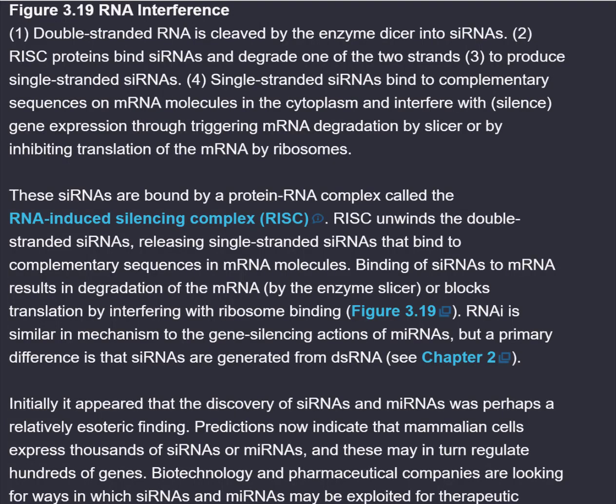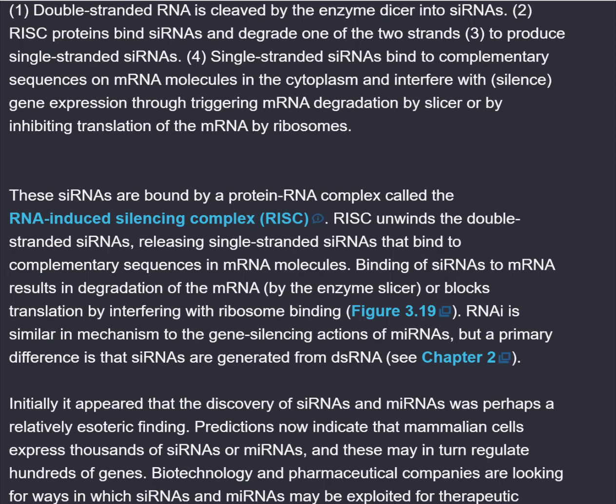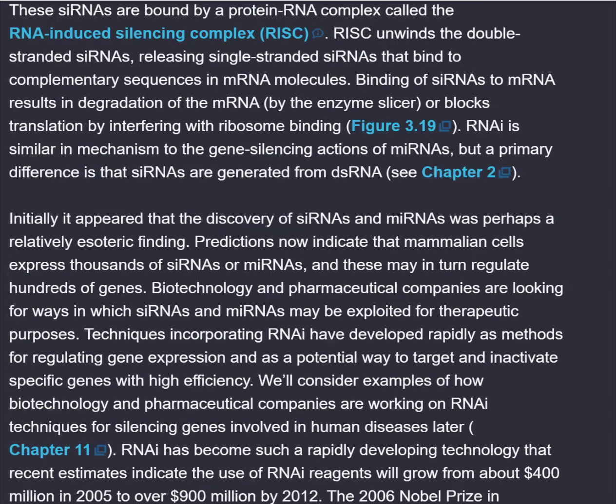Figure 3.19 RNA interference. 1. Double-stranded RNA is cleaved by the enzyme dicer into siRNAs. 2. RISC proteins bind siRNAs and degrade one of the two strands. 3. To produce single-stranded siRNAs. 4. Single-stranded siRNAs bind to complementary sequences on mRNA molecules in the cytoplasm and interfere with, or silence, gene expression through triggering mRNA degradation by slicer or by inhibiting translation of the mRNA by ribosomes.